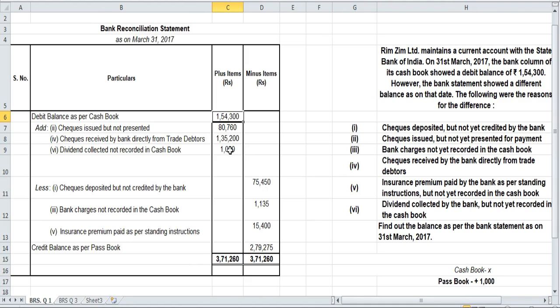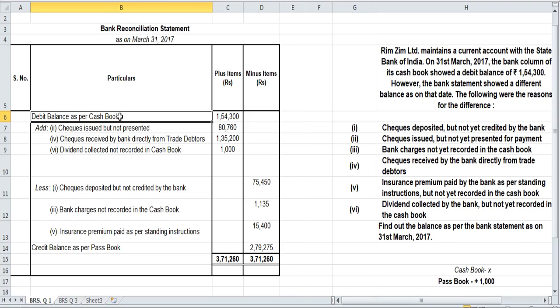And we plus all the plus items, and then what we do, we minus all the minus items, and then we get our credit as per balance. Now it was debit. Now it will close with credit because we still have money. It started with cash book, it will close with passbook. So since this started with a cash book, we will move the cash book up and down and match with the passbook.